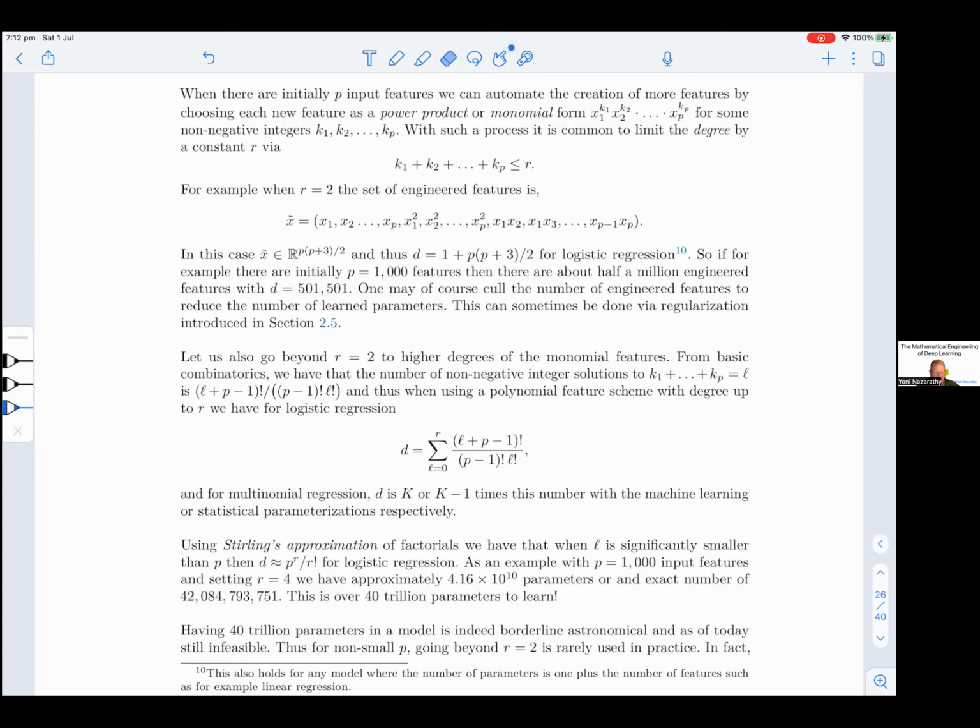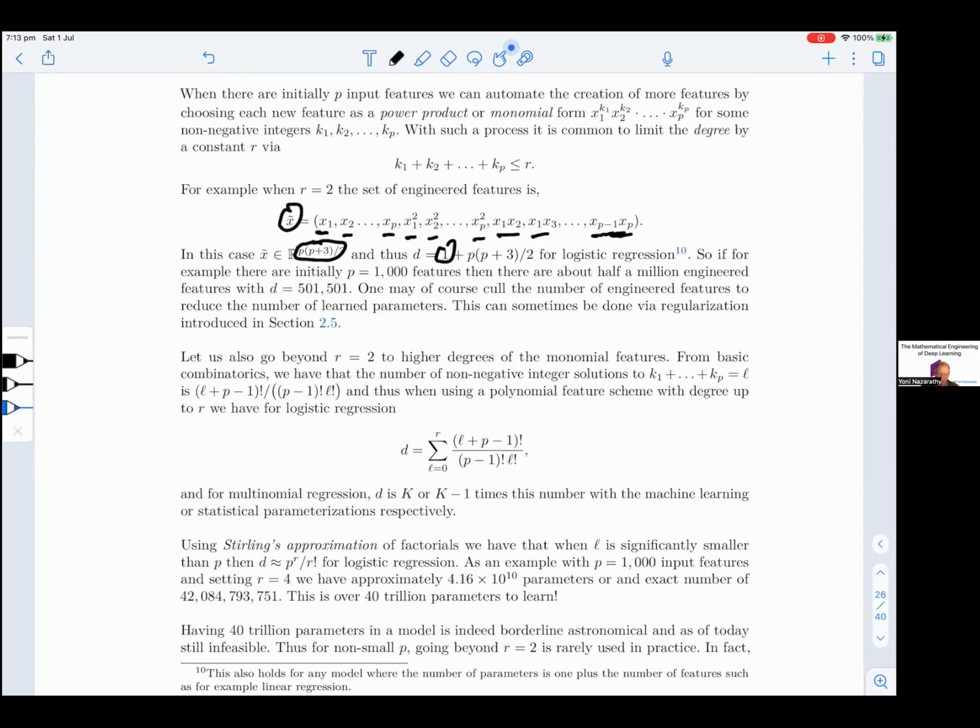Okay. For example, when r equals 2, if you have the degree at most 2, the set of engineered features is, well, first of all, you can just have x1, x2 up to xp. And then you can have x1 times itself, x2 times itself, xp times itself. Then you can have all of the crosses, x1 x2, x1 x3, x1 x4, etc. to x1 xp. And then the last one would be x(p-1) times xp. In this case, this new x tilde, you can actually count that there are p times (p plus 3) over 2 of them. And thus d is 1 plus p times (p plus 3) over 2 for logistic regression.